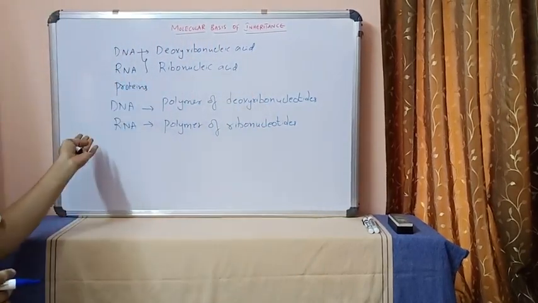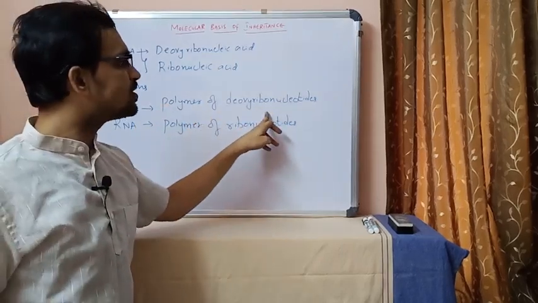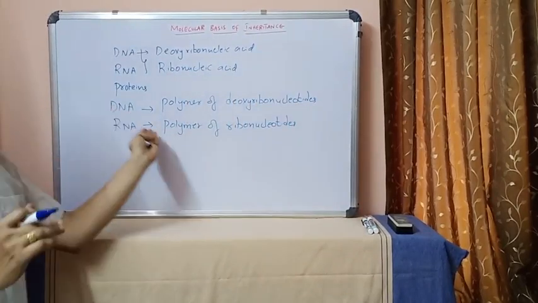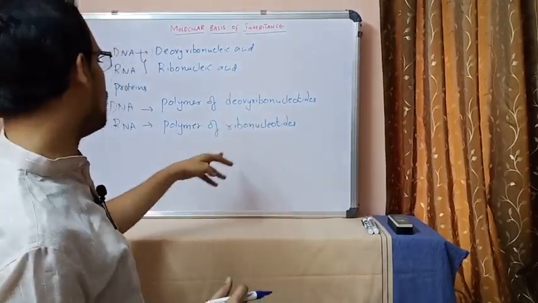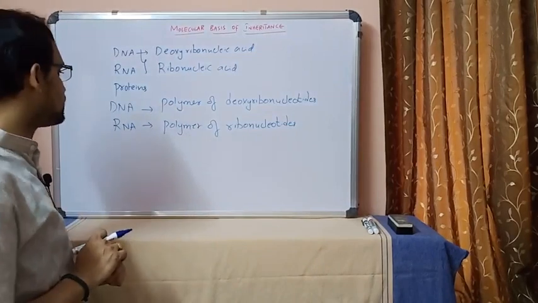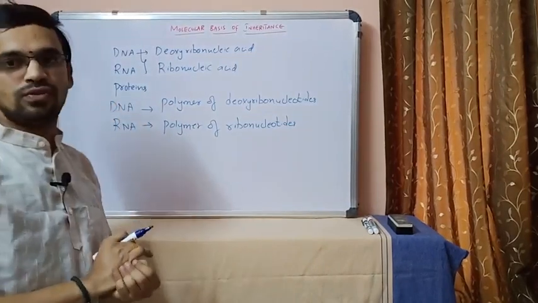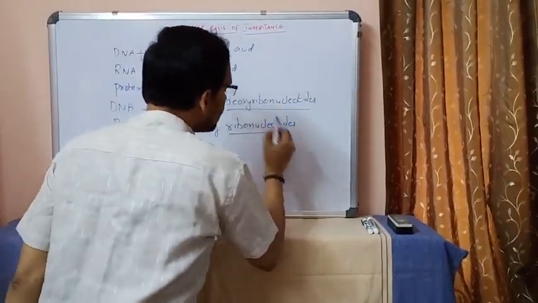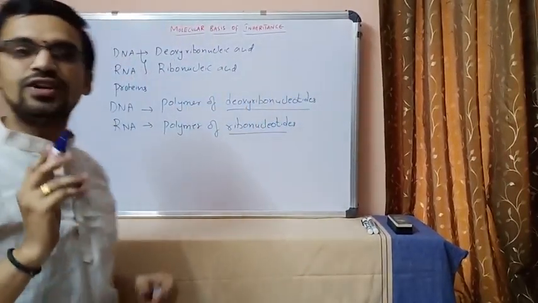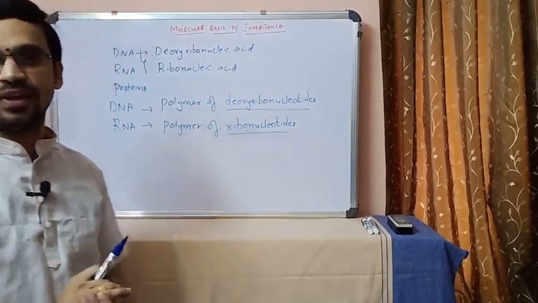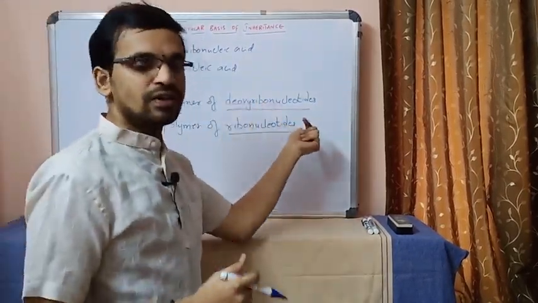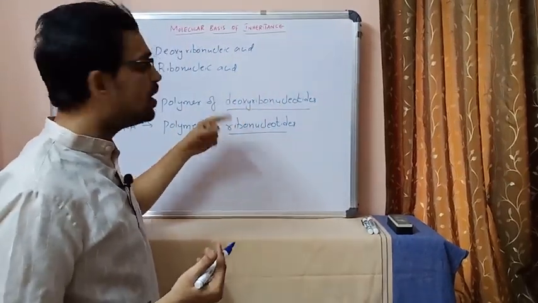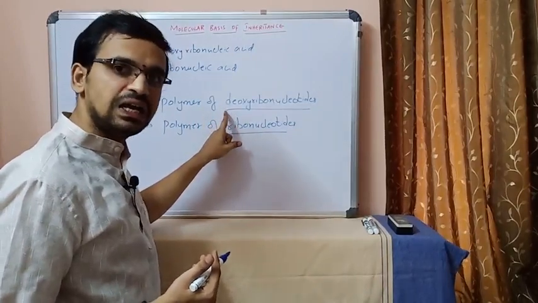Then how can you define the DNA? It's a polymer of deoxyribonucleotides or chain of deoxyribonucleotides. RNA is a stretch of ribonucleotides, or polymer of ribonucleotides, or chain of ribonucleotides. So whether it may be deoxyribonucleotide or ribonucleotide, first you should understand what is nucleotide. If you understand the term nucleotide, and what components are present in the nucleotide, then it will be easy to understand the difference between the deoxyribonucleotide and ribonucleotide.